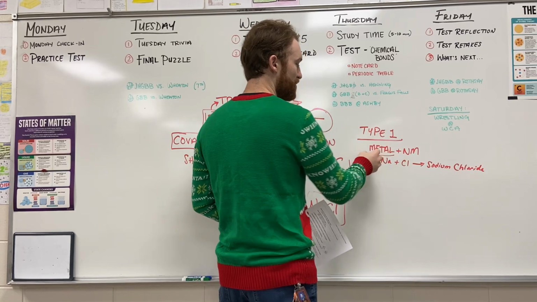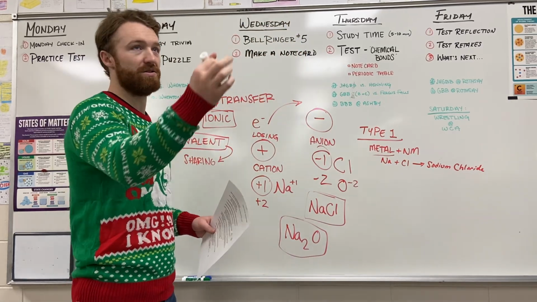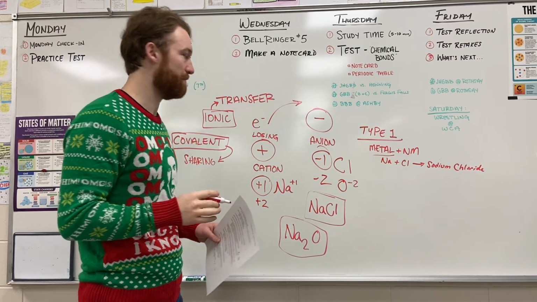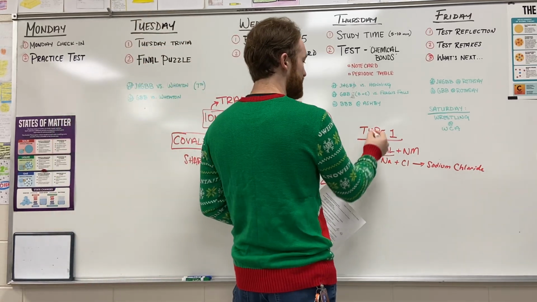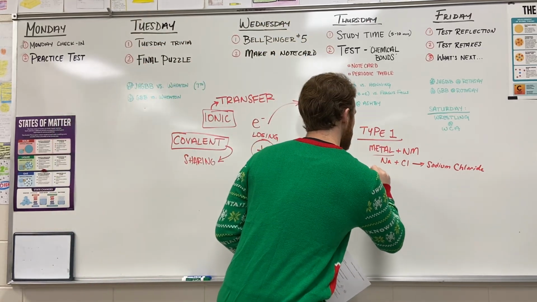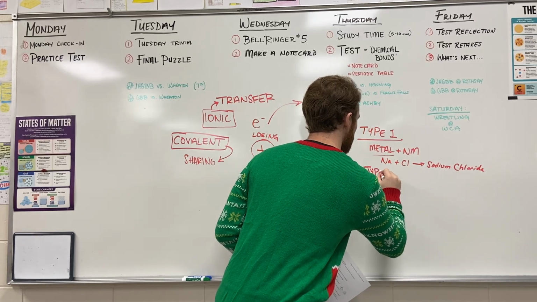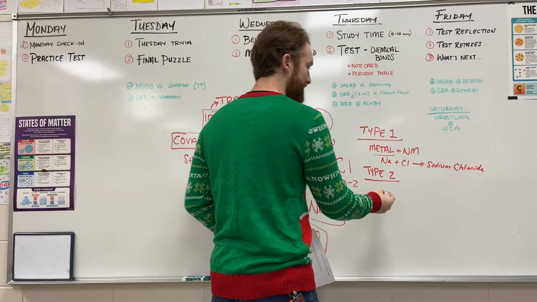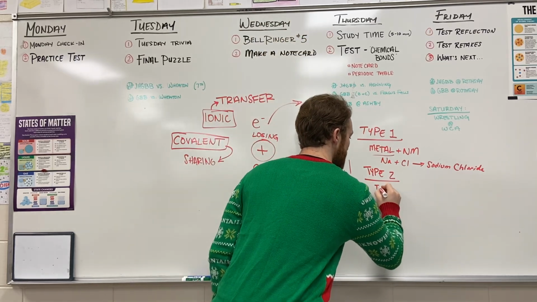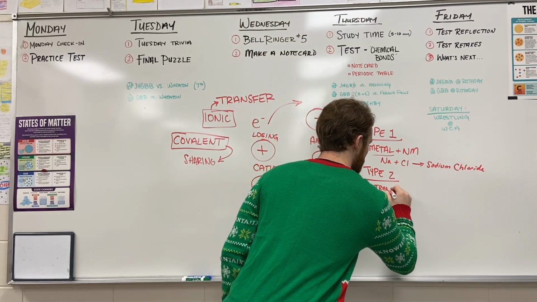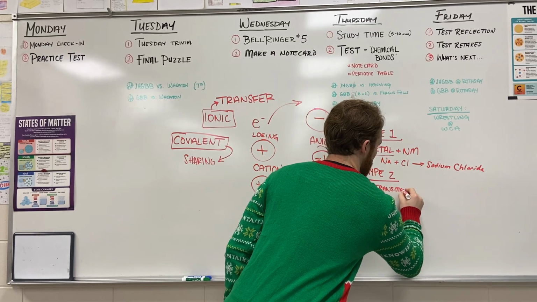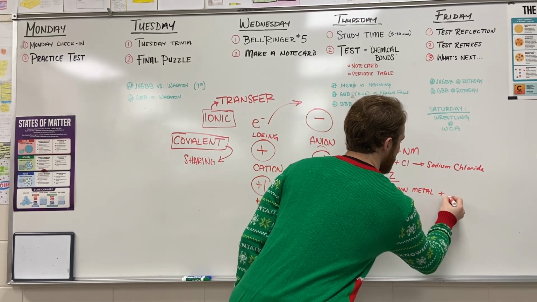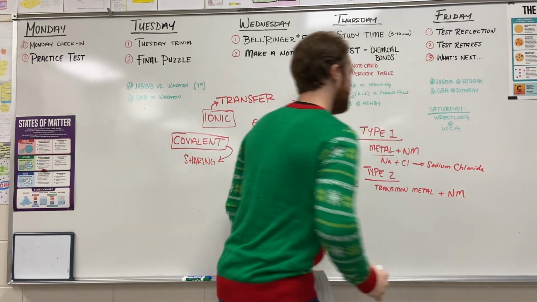A metal, which we know the charge of, so it's going to be from group 1, group 2, possibly group 13, like aluminum over there. So these are type 1 compounds. Type 2, okay, type 2 is still a metal plus a non-metal, but the metal is unique. It is a transition metal. All right, transition metal plus non-metal.